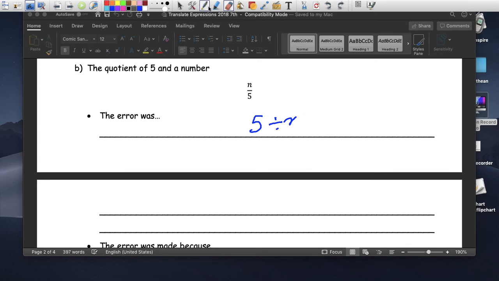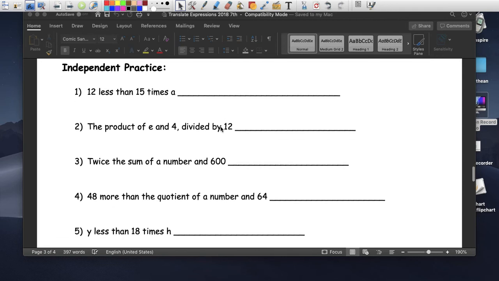And division is not commutative, so 5 divided by n is definitely not the same thing as n divided by 5. Right? They're completely different. And we already talked about the correct answer, and the correct answer is 5 over n. Okay, so this one, 12. I'm going to actually do it over here.